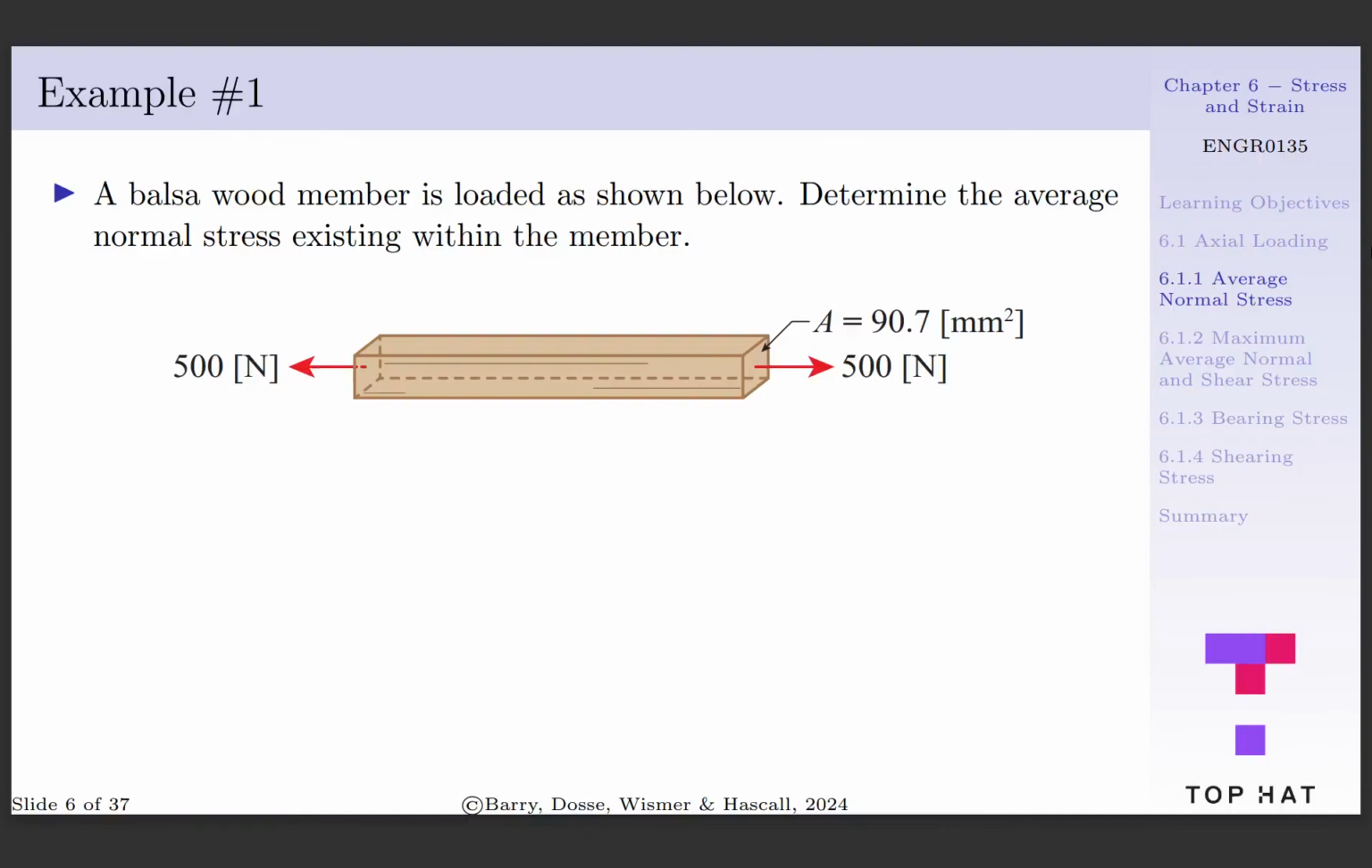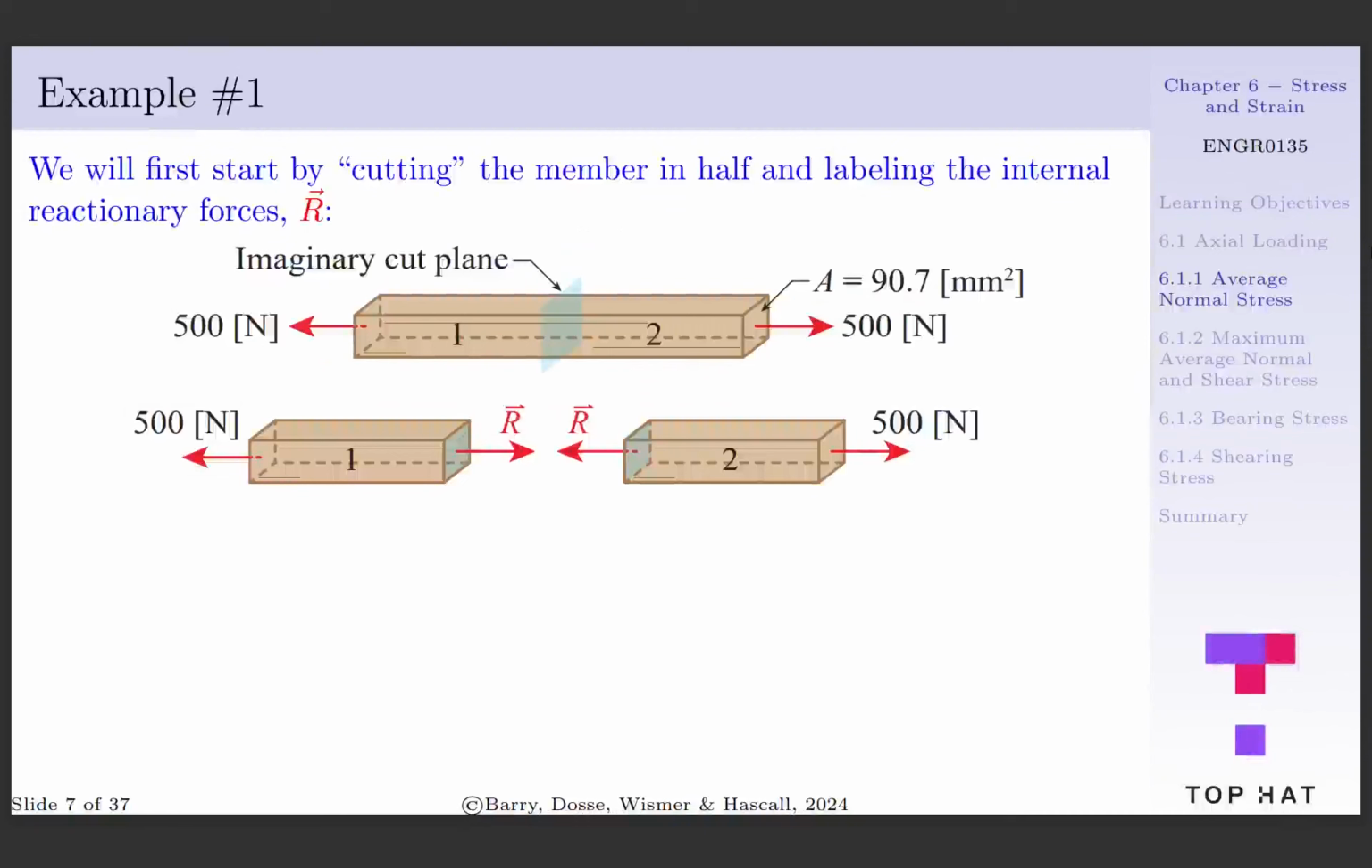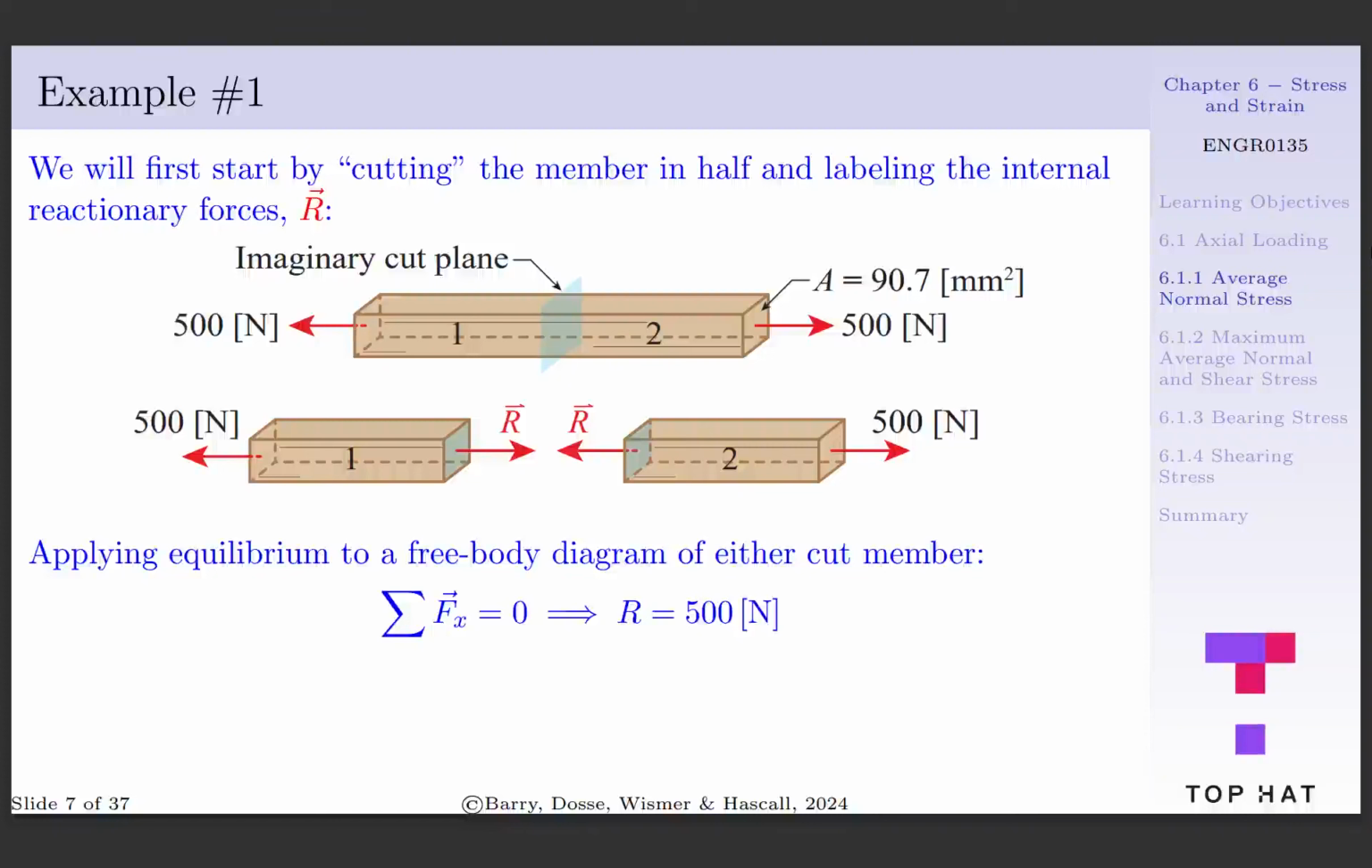For example, let's say we have a balsa wood member with geometry shown below, and we want to determine the average normal stress existing within the member. We'll start by making an imaginary cut in the balsa member and label the internal reactionary forces R. Note that R is defined as existing along the unit normal vector of the cut surface in the opposing direction of the applied force. We can now apply equilibrium equations for a free body diagram of either cut member.